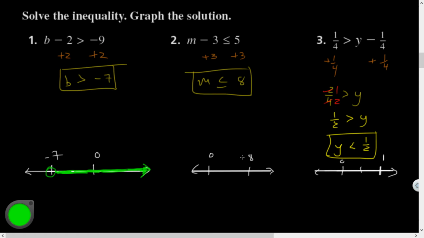M is greater than or equal to 8. Sorry, less than. Less than. All right. Closed circle because of the equal portion. Less than, shaded to the left.